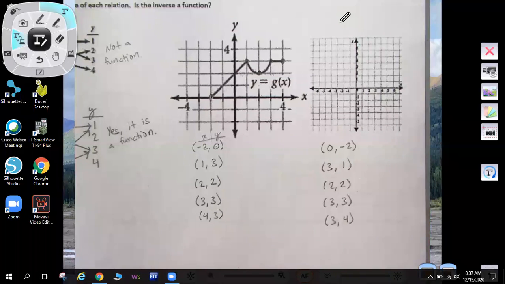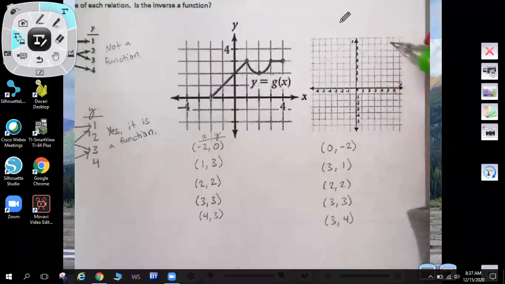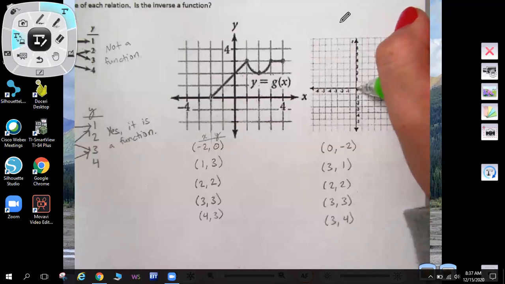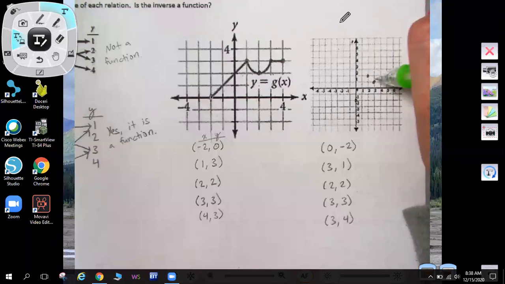Okay, so let's plot these points on our new graph, which I know that you guys are drawing on your own paper. Just do the best that you can. Try to make it as accurate as possible. 0, -2 would be right here. 3, 1. 2, 2. 3, 3. And 3, 4.